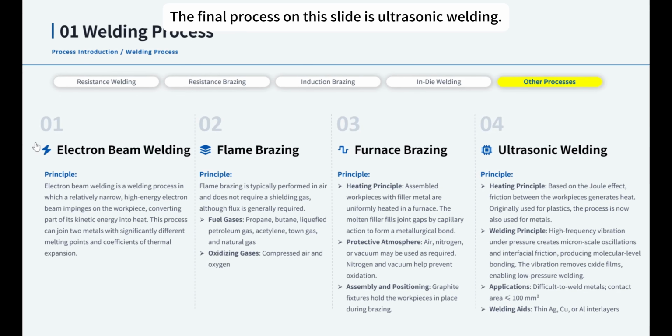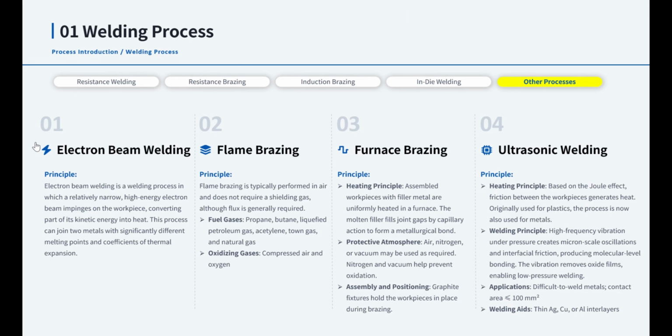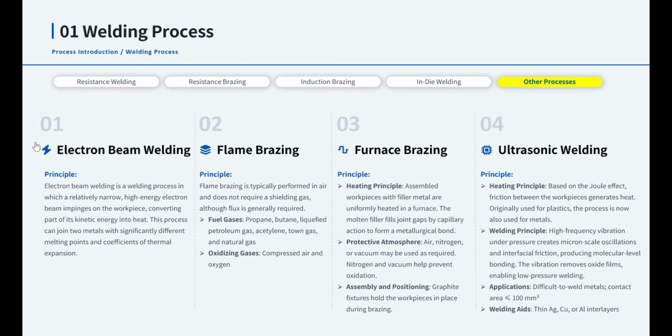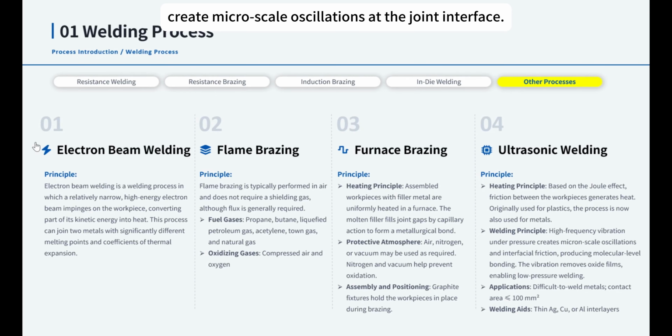The final process on this slide is ultrasonic welding. Heat is generated mainly by friction between the workpieces. Originally used primarily for joining plastics, ultrasonic welding is now also used to join metals. During ultrasonic welding, pressure is applied, while high-frequency vibration creates microscale oscillations at the joint interface. The resulting interfacial friction brings the metal surfaces into close contact and forms a solid-state bond.